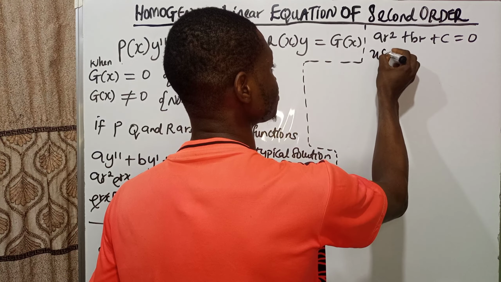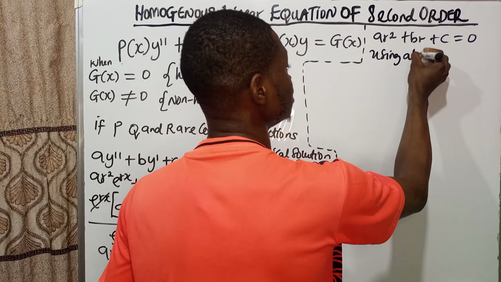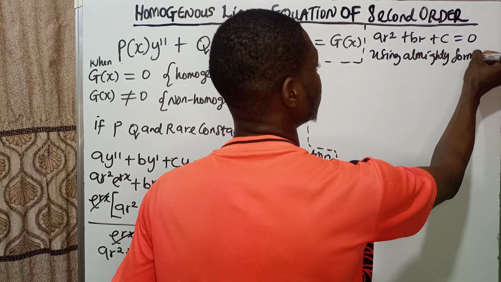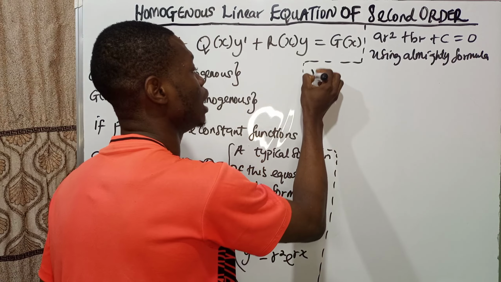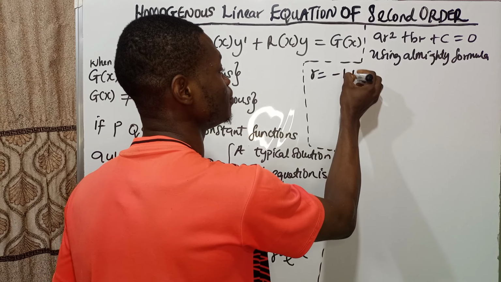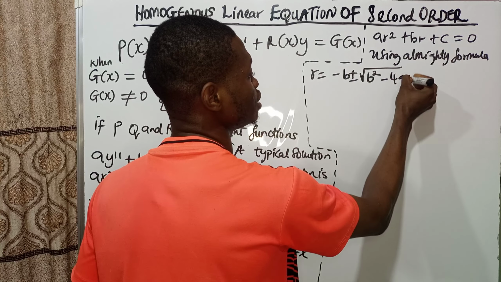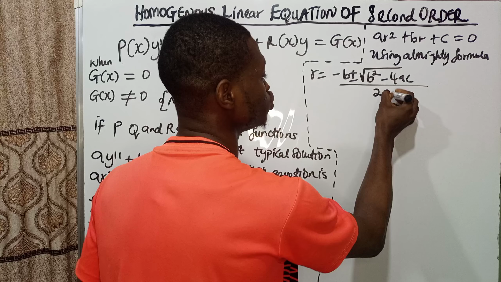Now this is equal to 0. So using the almighty formula, r is equal to minus b plus or minus square root of b squared minus 4ac all over 2a.